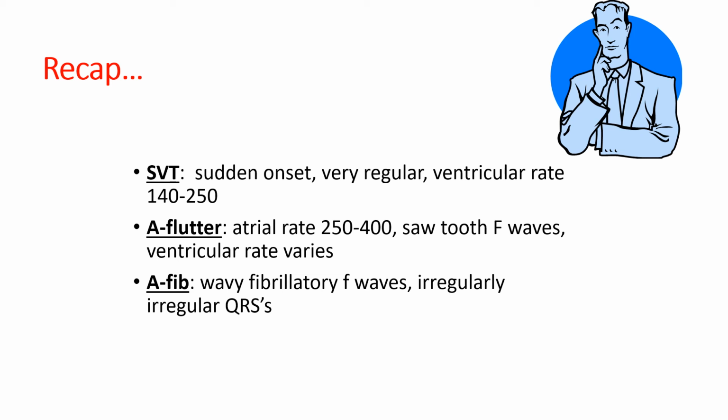Atrial flutter, your atrial rate's 250 to 400. You have a sawtooth or flutter waves, and ventricular rate will vary depending on how many conductions from each of the flutter waves goes down into the ventricles. A-fib is wavy fibrillatory F waves. The QRSs are irregularly irregular.